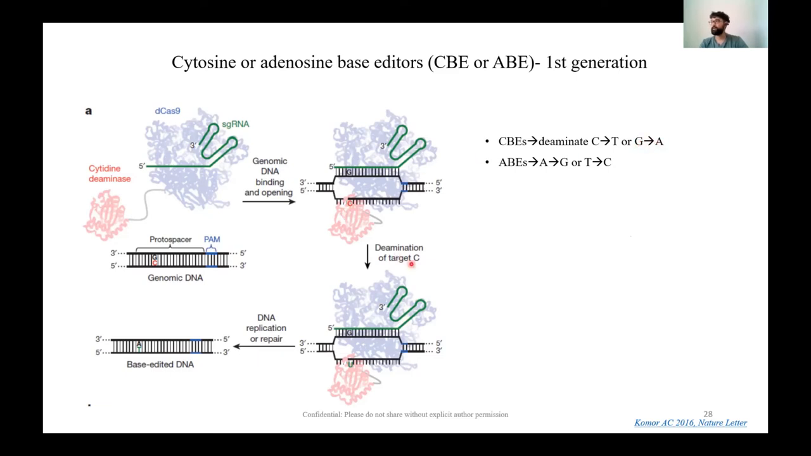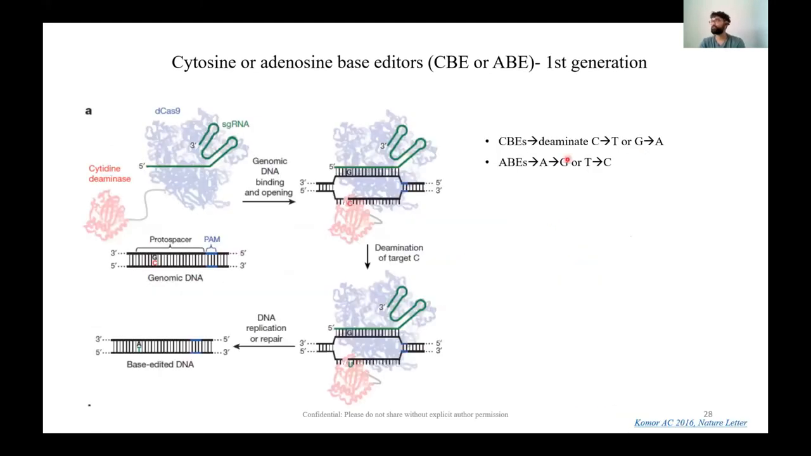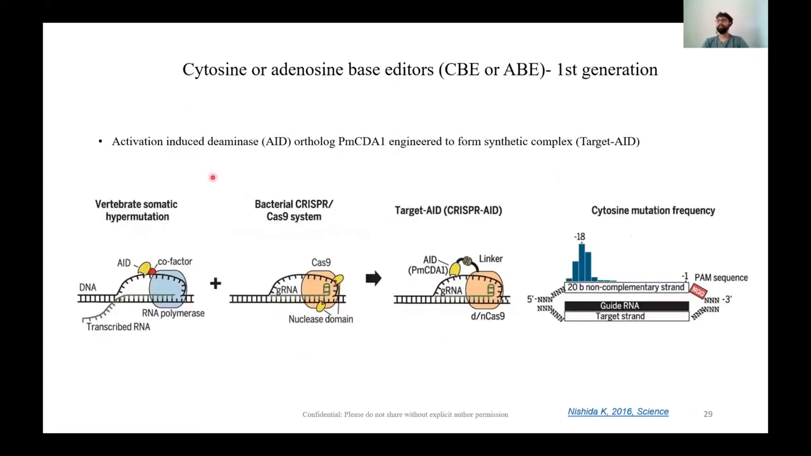So this C will be deaminated, right, to target C. This will be read as uridine, and then this will be converted to thymidine. So basically, your C converts to T, and the opposite is also true for G to A. And of course, the same for adenosine base editors, only the target nucleotide changes. The enzyme, of course, is different in this case, which is activation-induced deaminase, right? This is an ortholog from a bacterial gene.